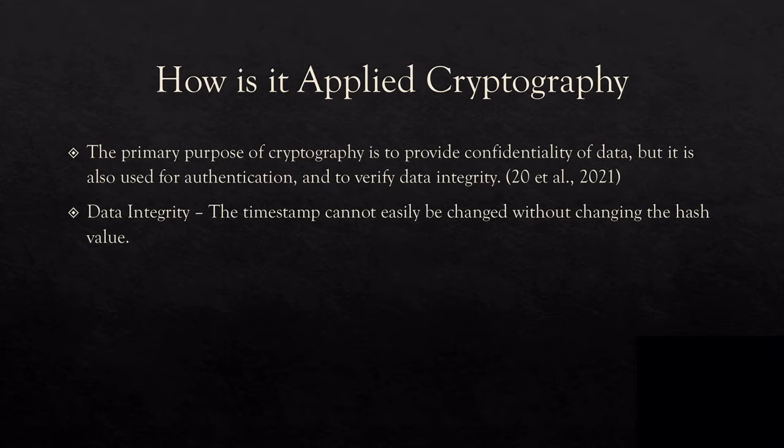How is it applied cryptography? The definition of applied cryptography is to provide confidentiality of data, authentication, and verify data integrity. So for data integrity, the timestamp, when added to these files at rest, cannot be easily changed without changing the hash value. If the timestamp was added to the file and a change was to occur, that hash in itself would be changed.